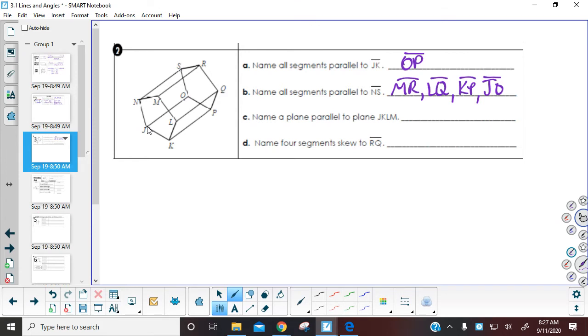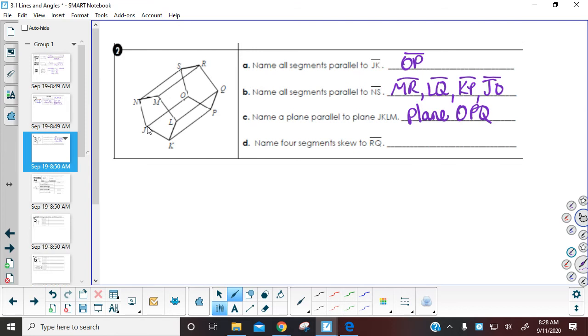Name a plane parallel to plane JKLM. Now, notice that this does have 4 letters. Okay, some books and some different worksheets will use more than 3 letters to name a plane. The key is that you have to use at least 3 letters. For consistency's sake, we're going to use 3 letters just because that's the way that I taught you. That's the way most books teach, but again, some different documents will have more than that. So JKLM, the plane that is parallel to that is the other pentagon behind. So you've got O, P, Q, and again, you can use R and S in place of any of those letters, and you'll be fine.